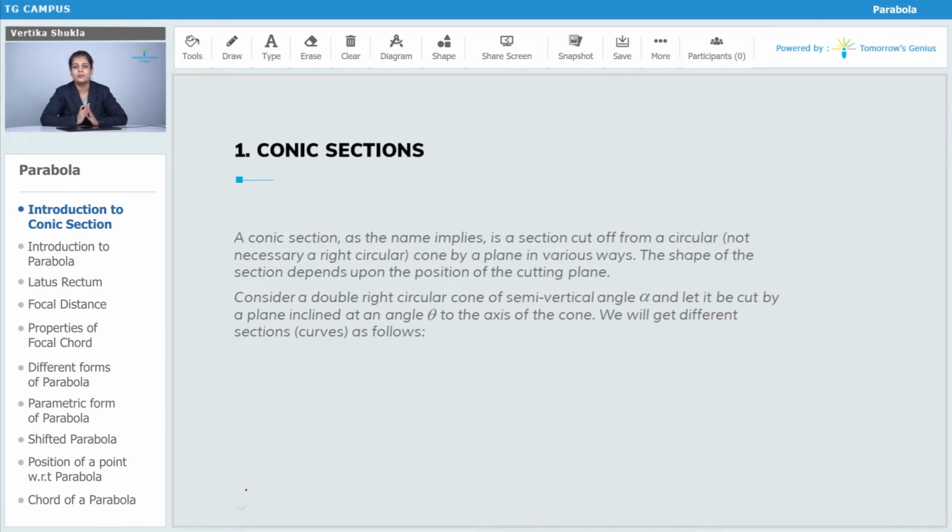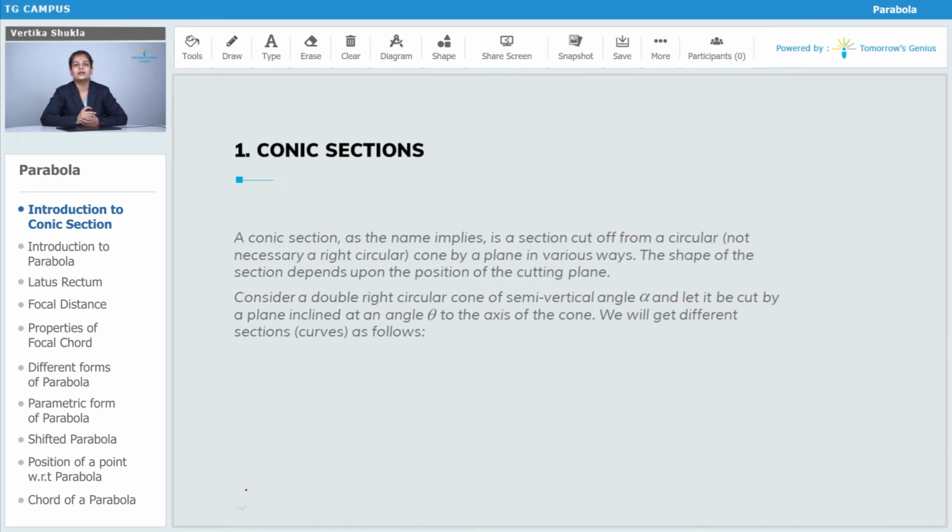What do we understand by a right circular cone? Right circular cone means a cone whose height is perpendicular to its radius. Okay, so they are saying that the cone can be a right circular cone also, or it can be a normal cone also. And the second thing that they are giving you is a plane. So depending on the ways the plane is cutting a cone, you will get different structures.